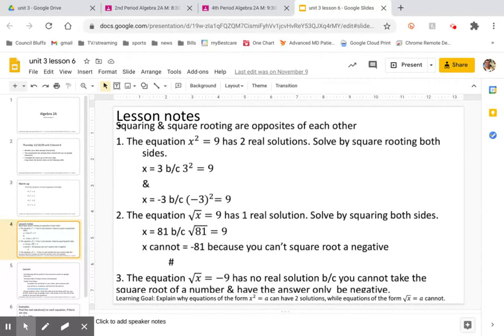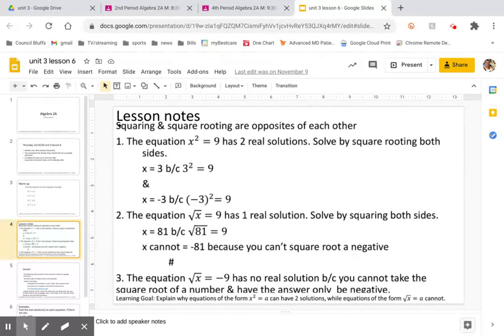Now, some of you may be thinking, well, wait a second, I could square both sides. Right, I could square both sides and get x equals -9 squared, which is 81. And that seems very a rational way of thinking, but it turns out you can't do that here. And the reason being, as it says here, you cannot take the square root of a number and have the answer only be negative. If I take the square root of a positive number, the answer could be positive or negative, right?